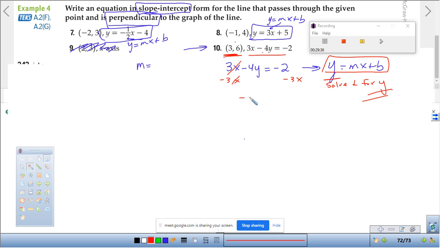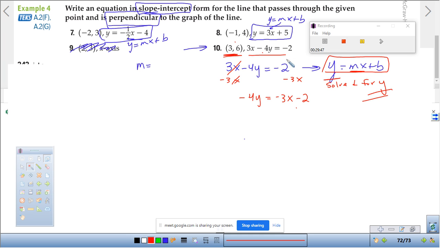These would cancel out, and we're going to go with a negative 4y is equal to a negative 3x minus 2. Now, I'm already looking at this and putting the x term first, so it can be in slope-intercept form, okay? Now, I've already done that. What do I do now?